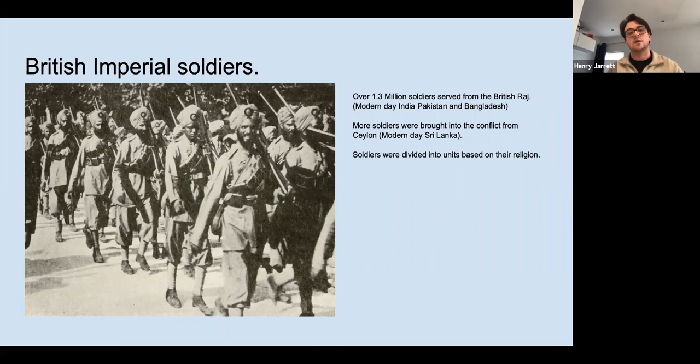soldiers. Now, the British Raj, which is modern day India, Pakistan and Bangladesh, contributed over 1.3 million soldiers, with more coming from Ceylon, which is modern day Sri Lanka. These played a massive role on both the Western Front and in the Middle East Front, and they contributed a huge amount to the war effort, both in terms of soldiers and food and all of that stuff.